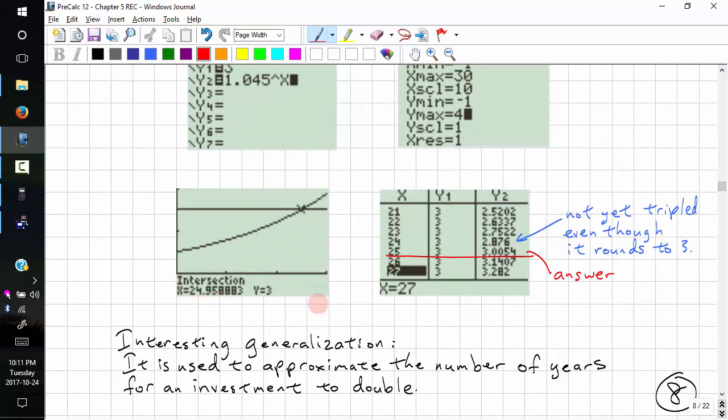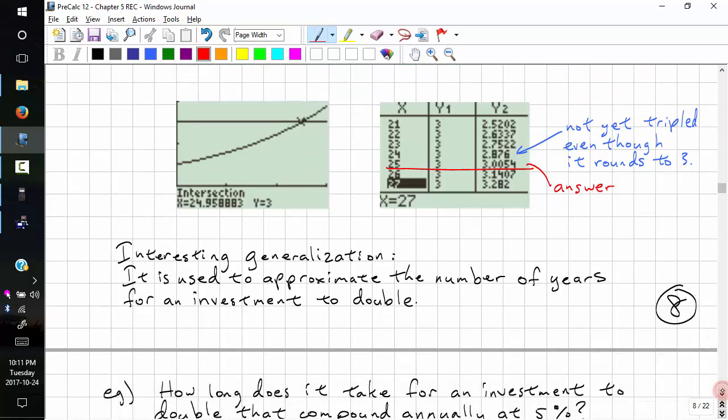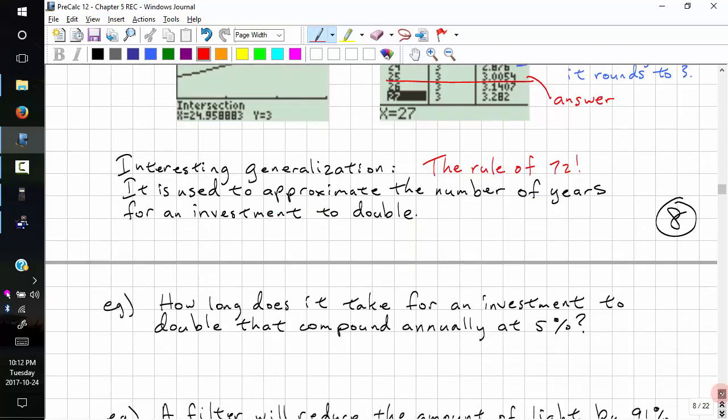Okay, so we have that here. Again, if we look at 24, it's not quite enough. And at 25, it's tripled. So that's our answer. Now, an interesting generalization comes up. It's called the rule of 72. It's used to approximate the number of years for an investment to double.